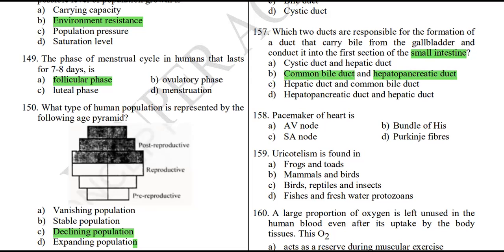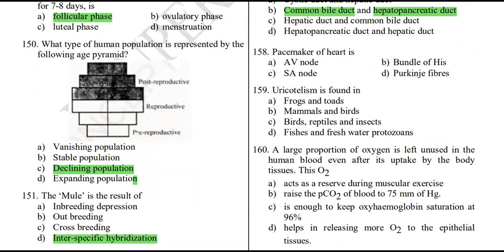The pacemaker of the heart. Conduction of the heart is carried out by the SA node, AV node, bundle of His, and Purkinje fibers. If there's a problem with the conduction, they will always introduce an artificial pacemaker in place of the SA node, which is the pacemaker.